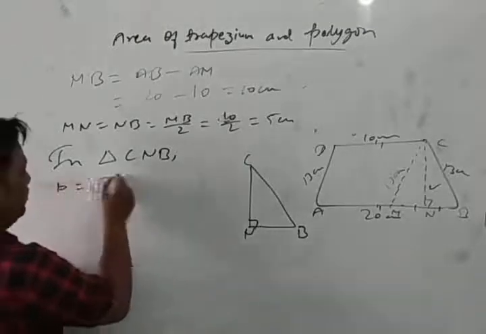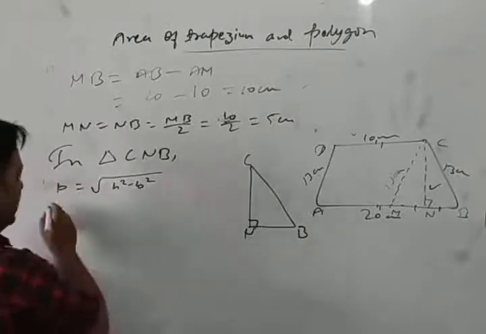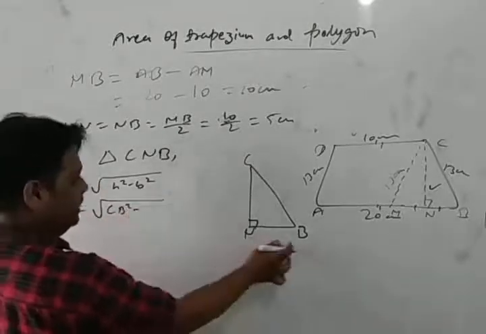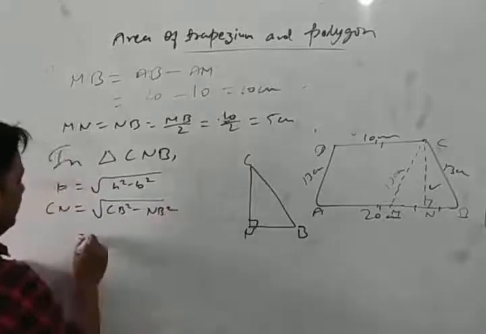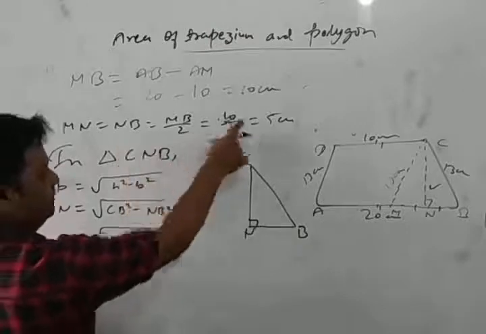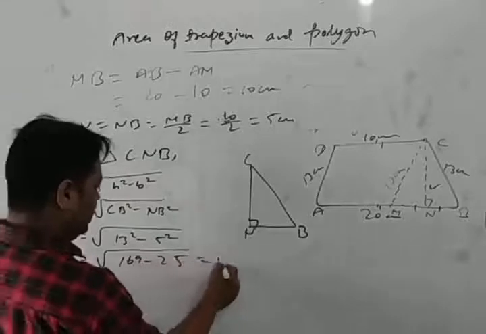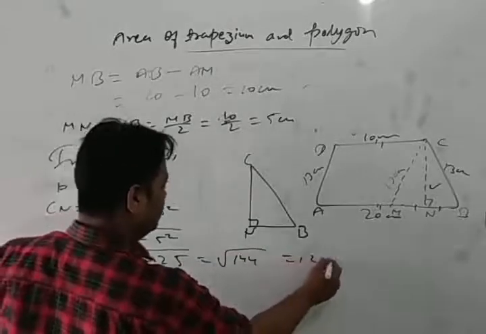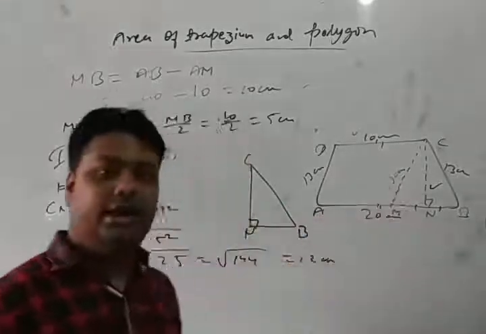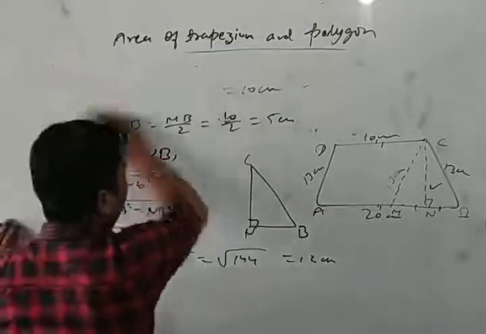We know that P is equal to the square root of h square minus b square. Here P is CN, H is CB, and B is NB. The value of CB is 13 squared, and NB is 5 squared. Then it will be 169 minus 25, that is 144, whose square root is 12 centimeter. Now we know the value of CN, and CN is also equal to the height of the trapezium.